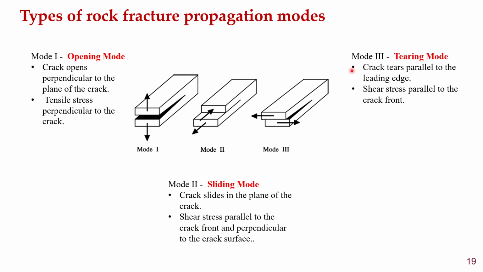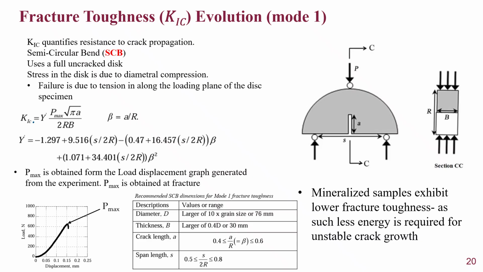Now going further into mode 1. Mode 1 fracture toughness quantifies the resistance of the rock to crack propagation. It uses a full crack disc with a notch. In mode 1 fracture toughness, the failure is due to the tension along the loading plane of the disc specimen. That is the diametral compression that leads to the tension failure.